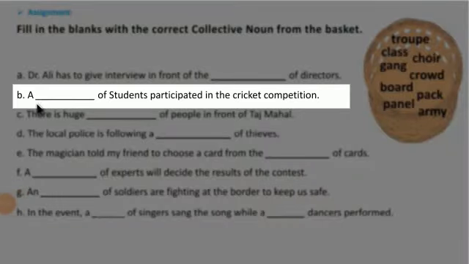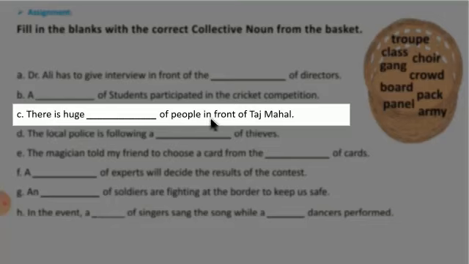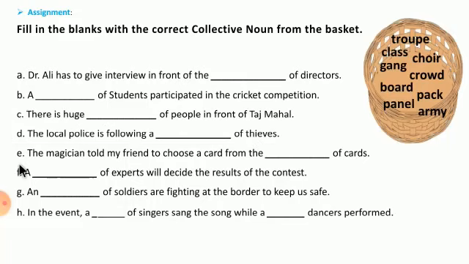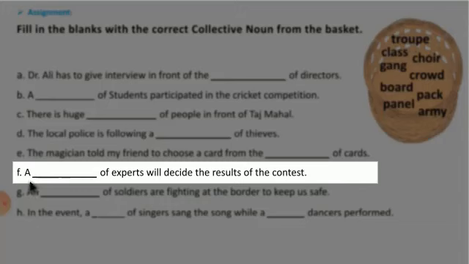B. Of students participated in the cricket competition. It's very easy here. C. There is a huge of people in front of Taj Mahal. D. The local police is following a of thieves. Thieves has the same meaning of robbers. Okay? E. The magician told my friend to choose a card from the of cards. F. A of experts will decide the results of the contest.